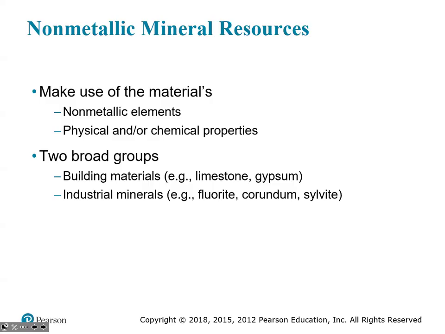And industrial materials, things like fluorite, corundum, and sylvite are all used in various industrial processes. Fluorite is used as a flux for steel making and other processes. Corundum is used as an abrasive. And sylvite, I'm not sure off the top of my head what sylvite is. Oh, sylvite's a sulfur ore. There's a lot of stuff we do with sulfur chemistry.